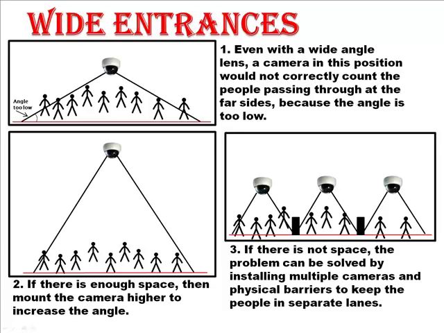The problem can be seen in image 1, where the people at the side will not be counted properly because of the low camera angle. This can be solved by either raising the height of the camera, image 2, or by using multiple cameras to monitor the flow in lanes separated by a physical barrier, in image 3.